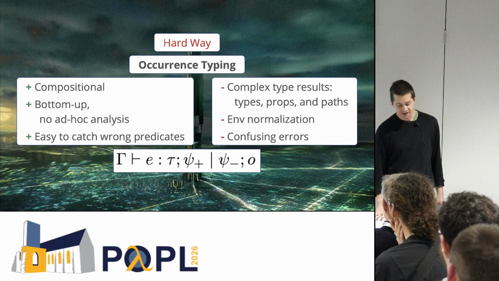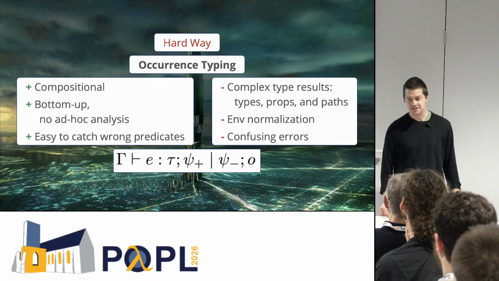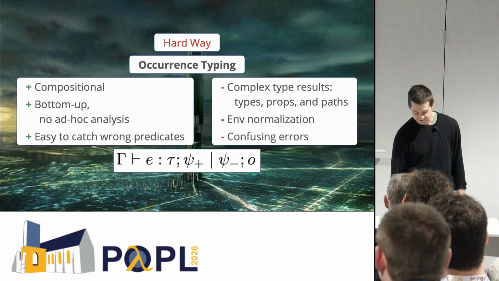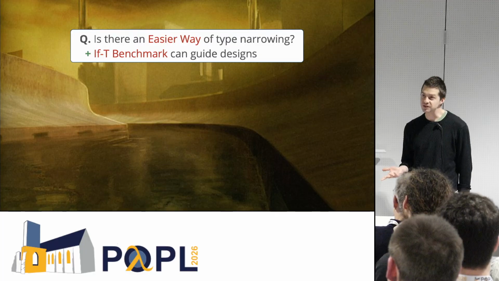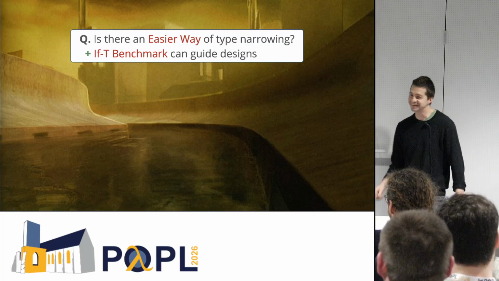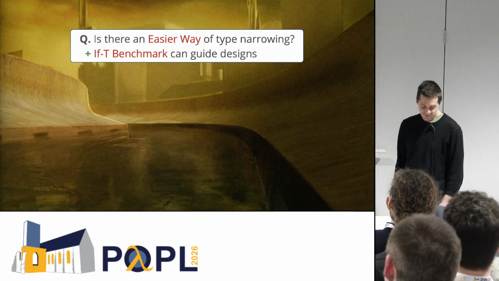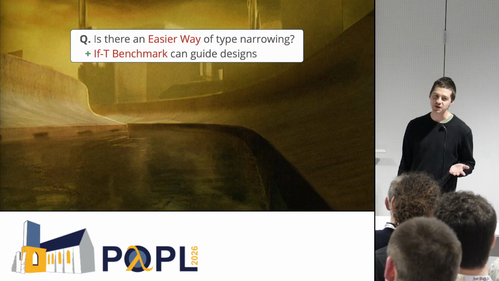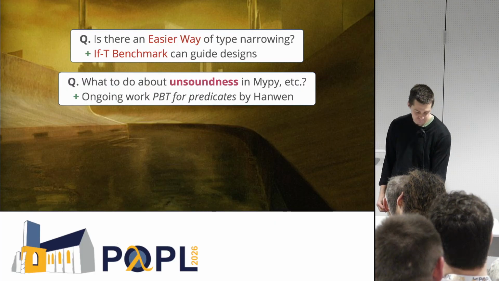So this is the hard way occurrence typing. It's compositional, it's bottom-up, no ad hoc analysis, and it lets us check these custom predicates. But it's awfully complicated. So where do we go from here? I mean, there must be an easier way. And if I was talking to you 10 years ago, I would have been really optimistic that we can find it. I'm less optimistic now. But we have a benchmark now, so we can use that to guide design. So if you think you've got it solved, run it against the benchmark, and you'll have a quick litmus test to see if you're on track.